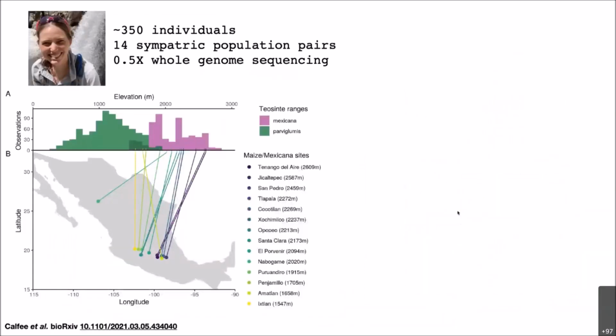And we've looked at this a couple of different ways, most recently in a preprint just put online last week, that was the work of Aaron Calfee, a graduate student here at UC Davis. What we did is we sequenced about 350 individuals from 14 sympatric population pairs to really low coverage, so all of the analysis was done on genotype likelihoods. And these population pairs shown on the map really span the altitudinal range of Mexicana, shown in pink there on the histogram on the top.